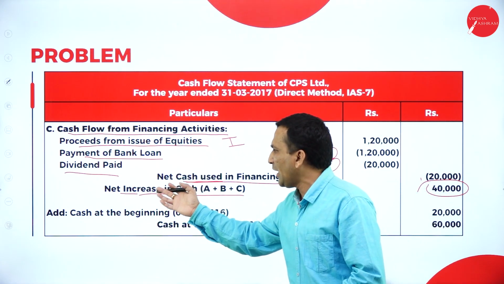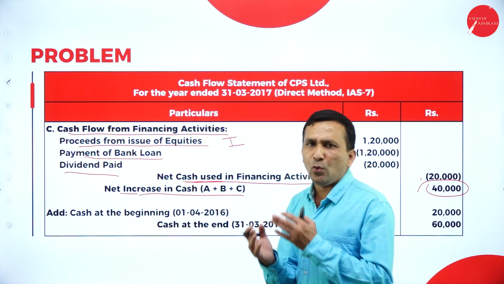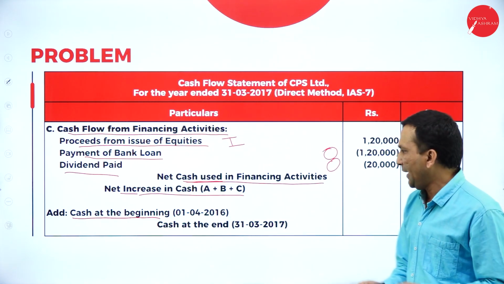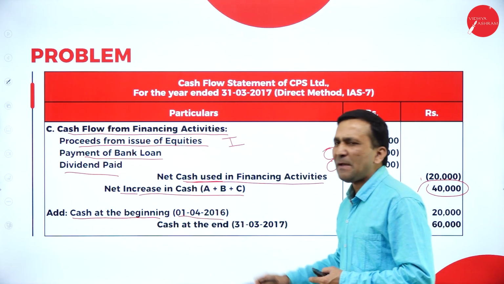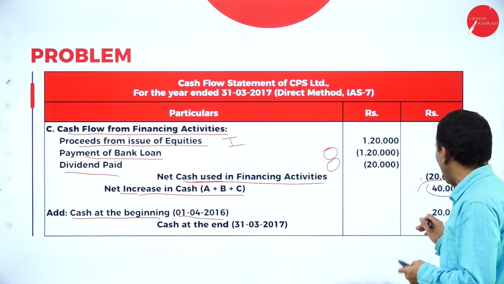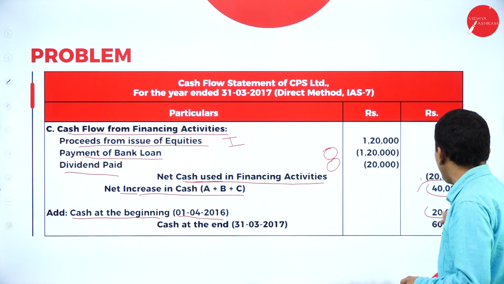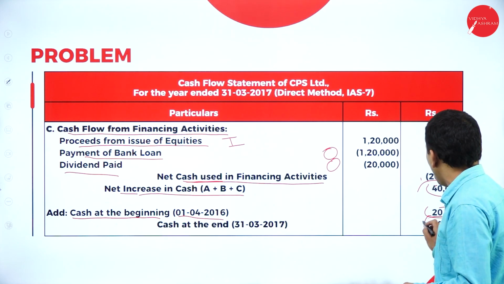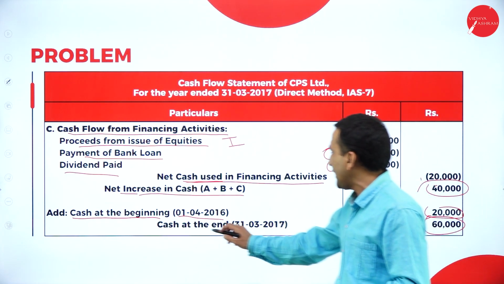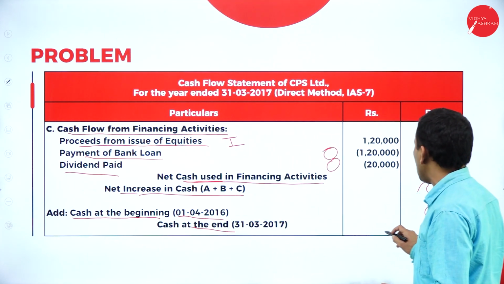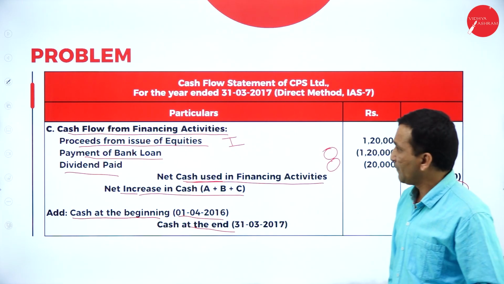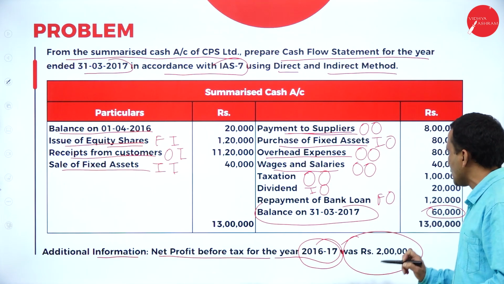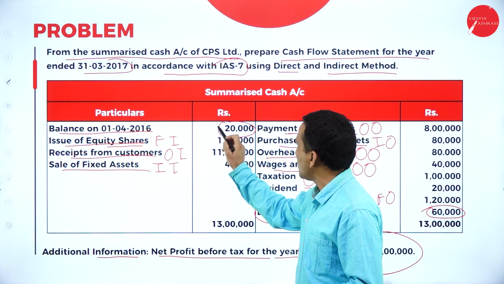Whether you get an increase or decrease, now we need to add the opening cash available in the company. The date is clearly specified on the debit side. Opening balance is given as 20,000. If you add 40 plus 20, at the end of the year, 31st March 2017, we get the closing cash of 60,000. In the question it is clearly specified: the closing balance is 60,000, opening balance is 20,000.